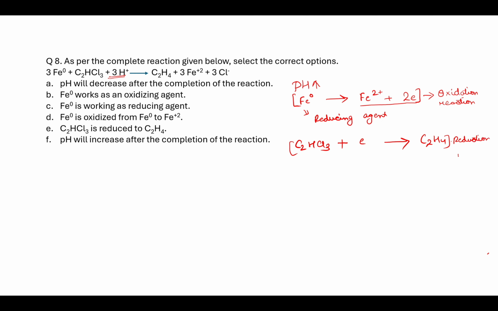So this is the reduction reaction. Reduction of trichloroethylene or TCE is taking place. So this is correct that C2HCl3 is getting reduced to C2H4. And the last option is that pH will increase after the completion of the reaction. So this is also correct because with consumption of H plus, OH minus will be more and this will increase the pH.